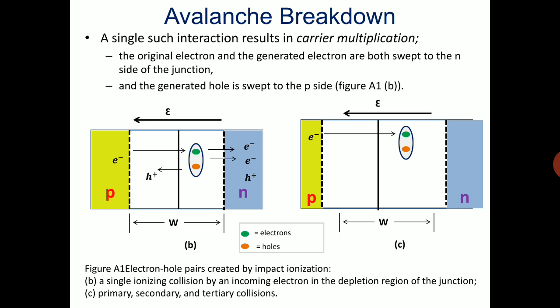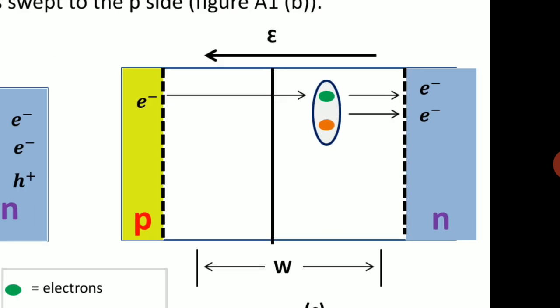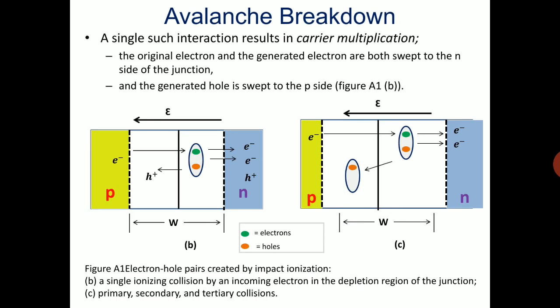This is the primary collision and the electron hole pair, EHP, creation, and the electron reaches the n side. This hole again has a collision while moving, and the original hole, when it is moving, gets collided, and another hole gets generated, and there is a new electron hole pair generation.